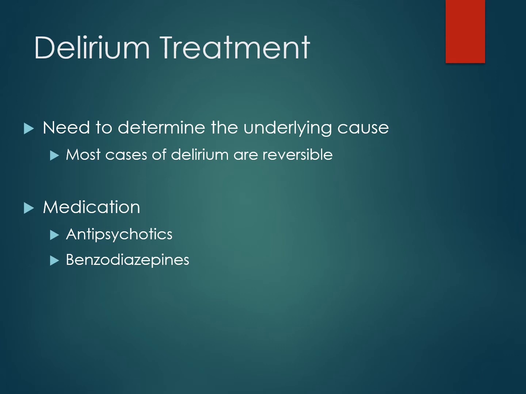For instance, if the symptoms were in response to a medication change, symptoms should subside if the person is taken off of that medication. In terms of treatment, medication like antipsychotics and benzodiazepines may be prescribed. Antipsychotics will help with hallucinations or other psychotic symptoms. Benzodiazepines will help calm the person down if they are agitated or distressed.